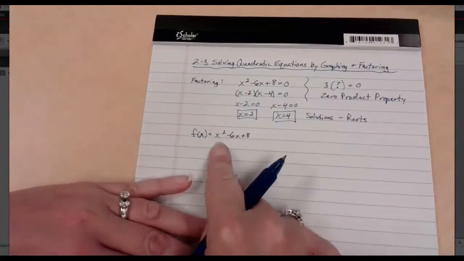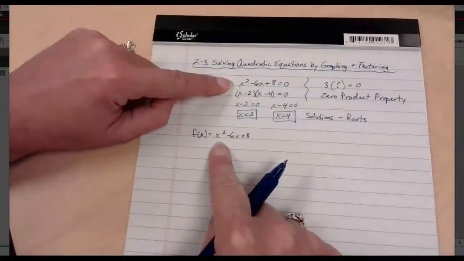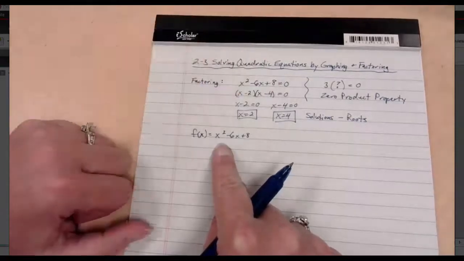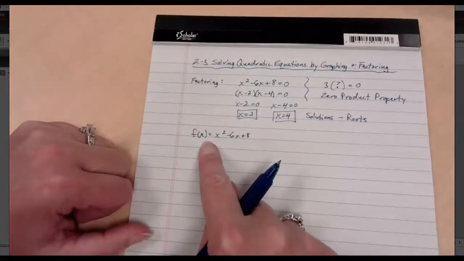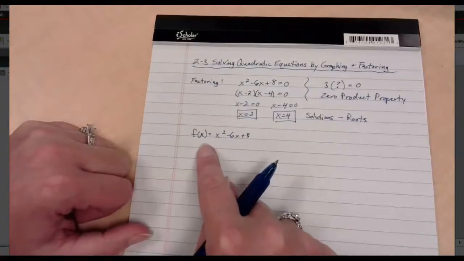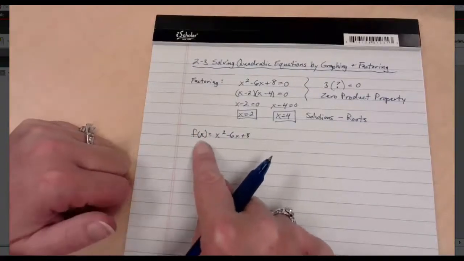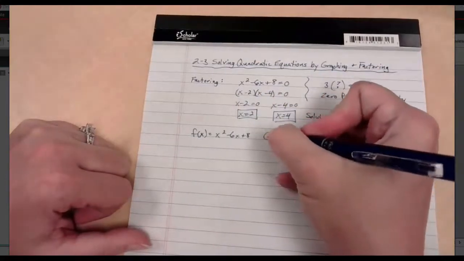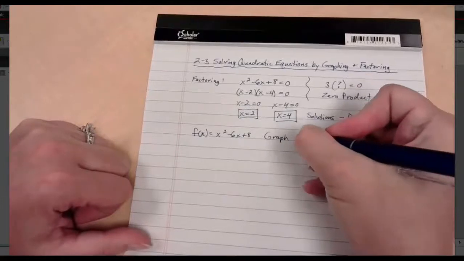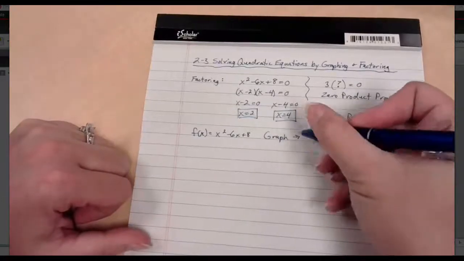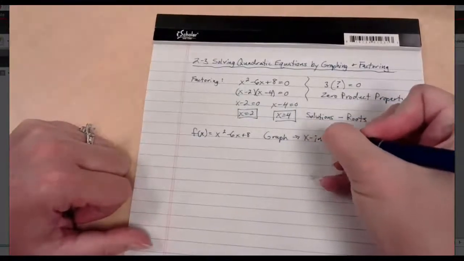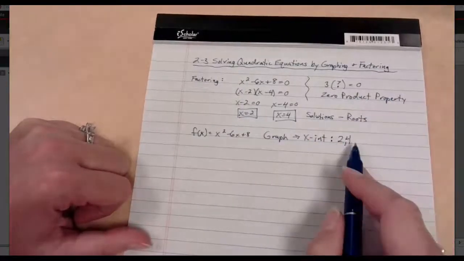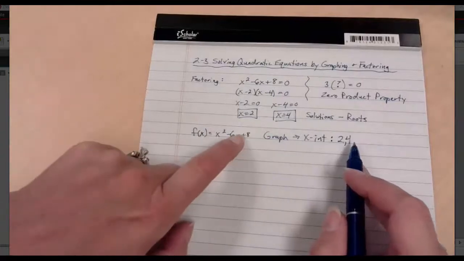What's the difference between what I graphed and my equation right here? The trinomial is the same. This one says equals 0. This one says equals f of x. This is just written in function notation. F of x is the same thing as y, correct? So if I take this and I graph this, I find out that I have x-intercepts at both 2 and 4, the exact same place I had answers.